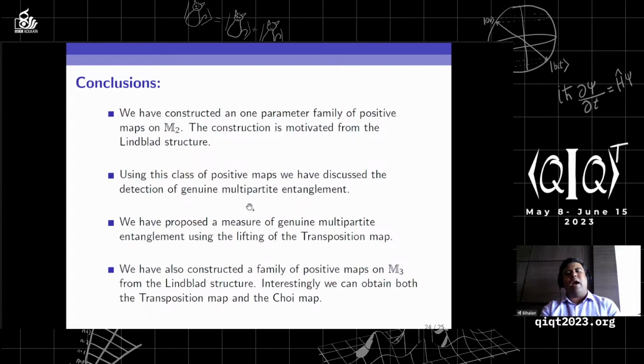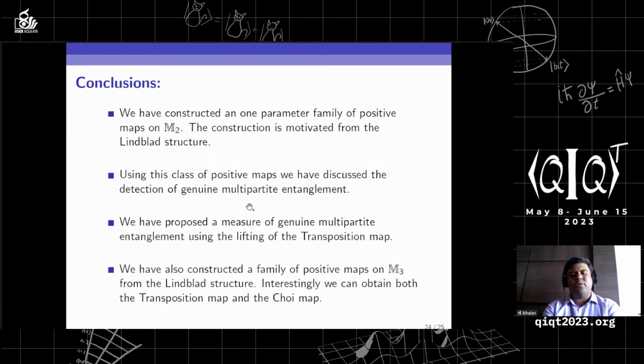So let me conclude. We have constructed a one-parameter family of positive maps on M2, and this construction is motivated from the Lindblad structure, which is very important in the study of the dynamics of quantum systems. With this class of positive maps, we have discussed the detection of genuine multipartite entanglement. We take forward the work by Huber et al. And we have proposed a measure of genuine multipartite entanglement by lifting the transposition map, which is very similar to the negativity measure of bipartite entanglement.